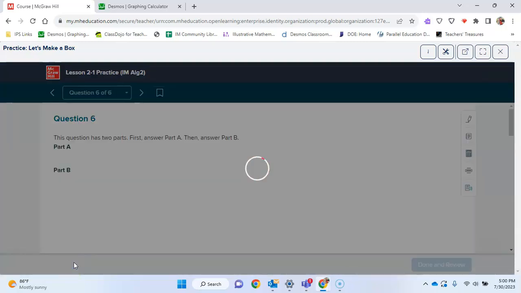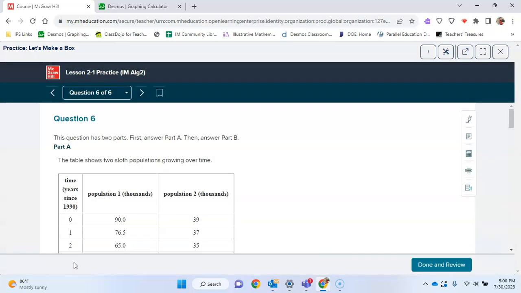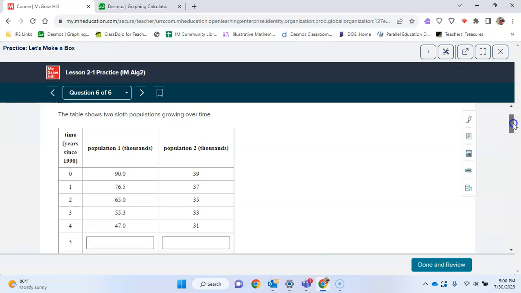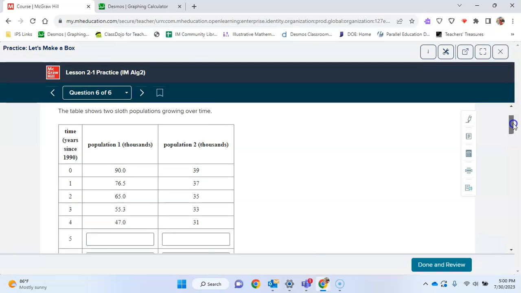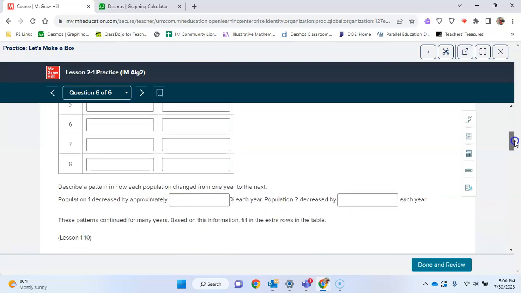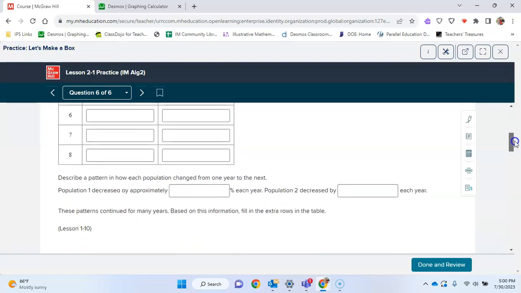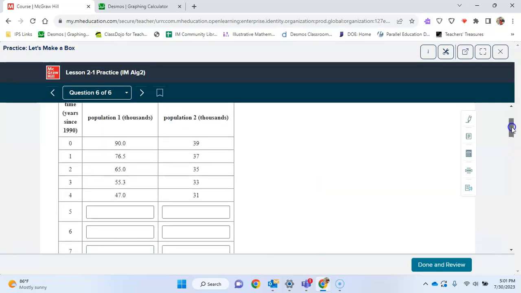Last question. This question has 2 parts. First answer part A, then answer part B. The table shows 2 sloth populations growing over time. Population 1 in thousands. You can see that it starts off at 90,000. Describe a pattern and how each population changed from one year to the next.